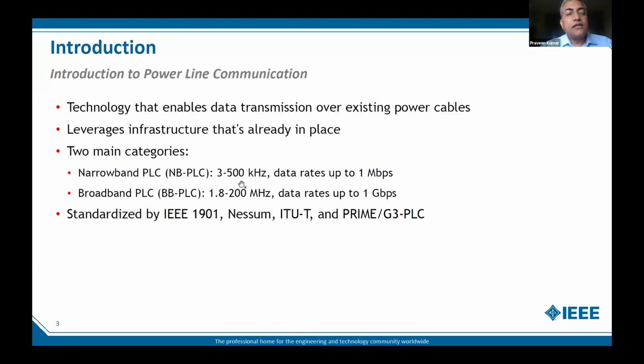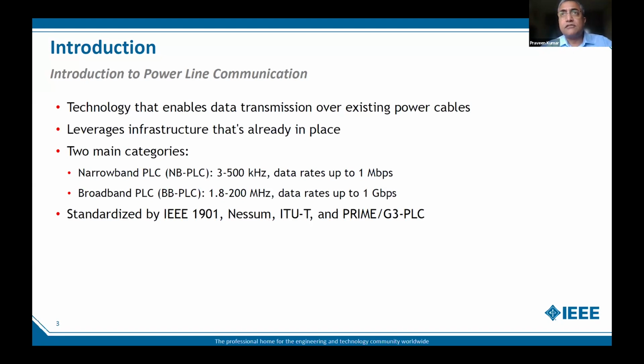Narrowband, which was designed earlier, has standards like FCC and ARIB, which have different channel bandwidths, and it supports data rates up to 1 Mbps. But there are many applications which need a higher data rate, so Nessum is very suitable for that. Nessum is included in IEEE 1901.